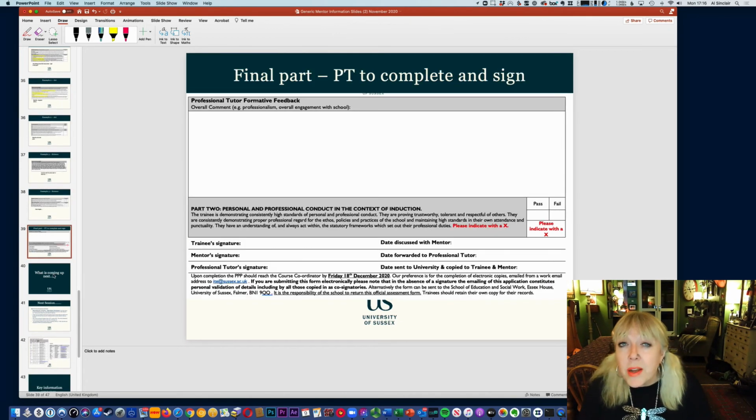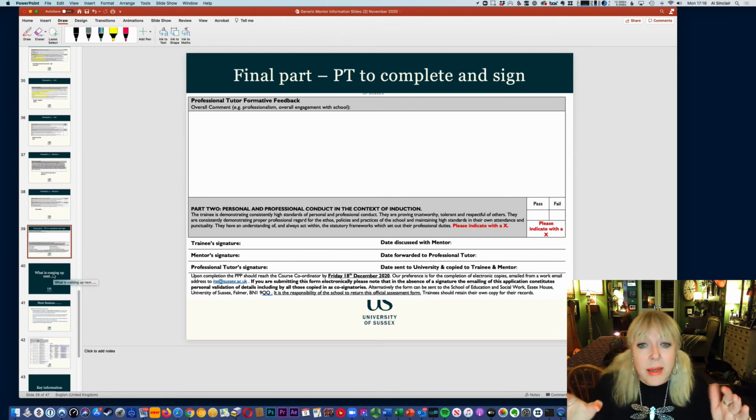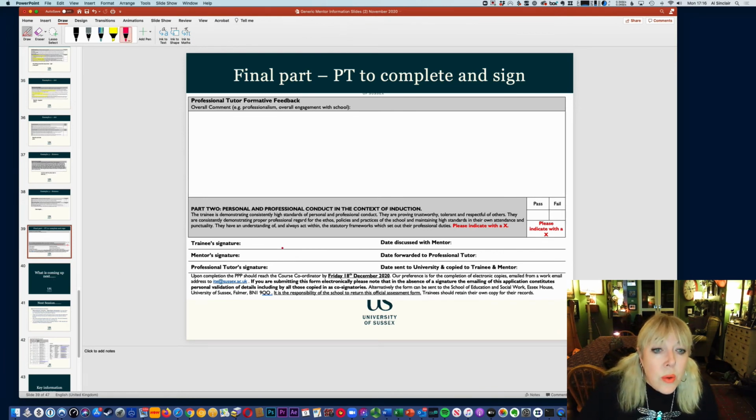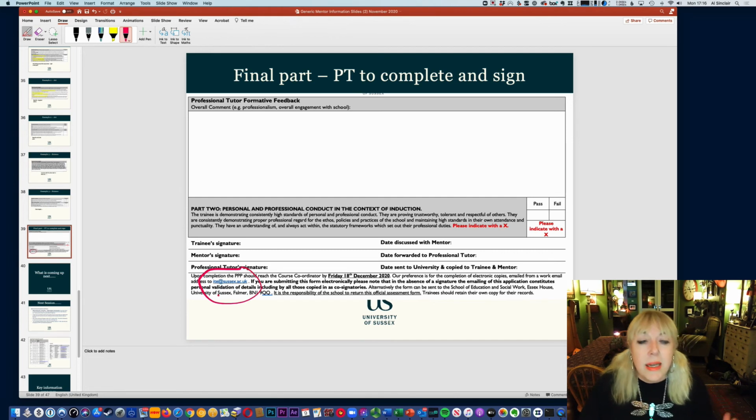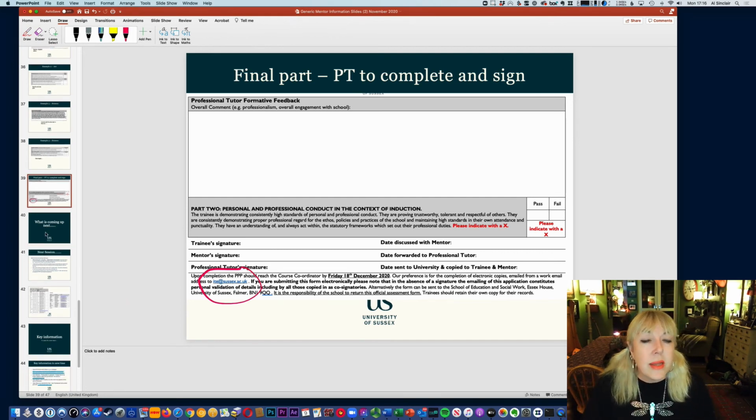Then it goes to your professional tutor, just like last time. They sign it off and send it to the magic email address, ite@sussex.ac.uk. Please do make sure it goes to that email address.